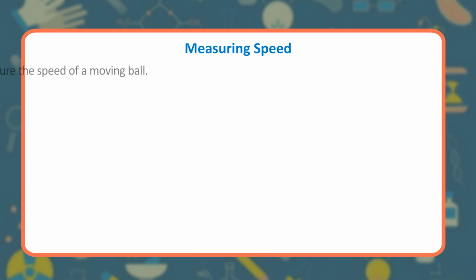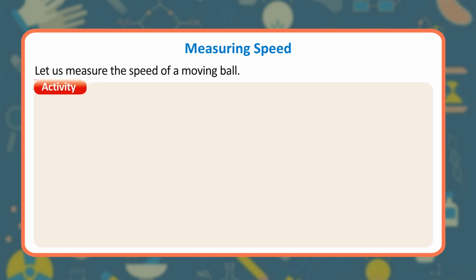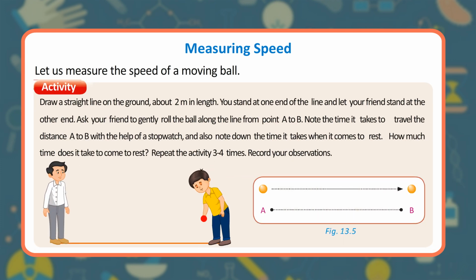Measuring speed. Let us measure the speed of a moving ball. Activity. Draw a straight line on the ground, about 2 meters in length. You stand at one end of the line and let your friend stand at the other end. Ask your friend to gently roll the ball along the line from point A to B. Note the time it takes to travel the distance A to B with the help of a stopwatch, and also note down the time it takes when it comes to rest.